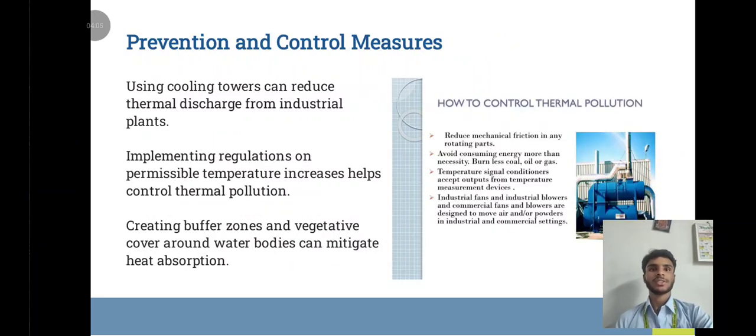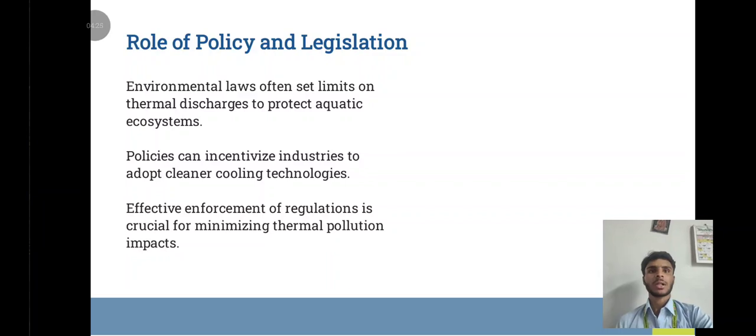Prevention and control measures. Using cooling towers can reduce thermal discharge from industrial plants. Implementing regulations on permissible temperature increases helps control thermal pollution. Creating buffer zones and vegetative cover around water bodies can mitigate heat absorption.